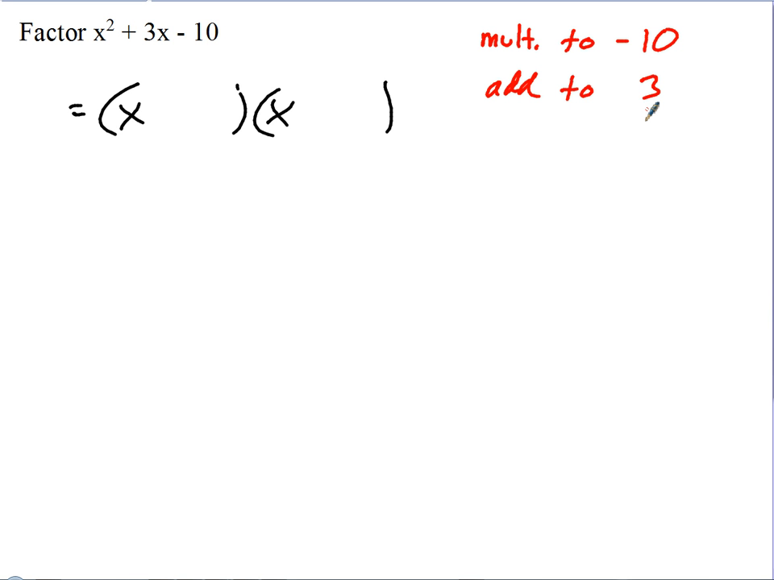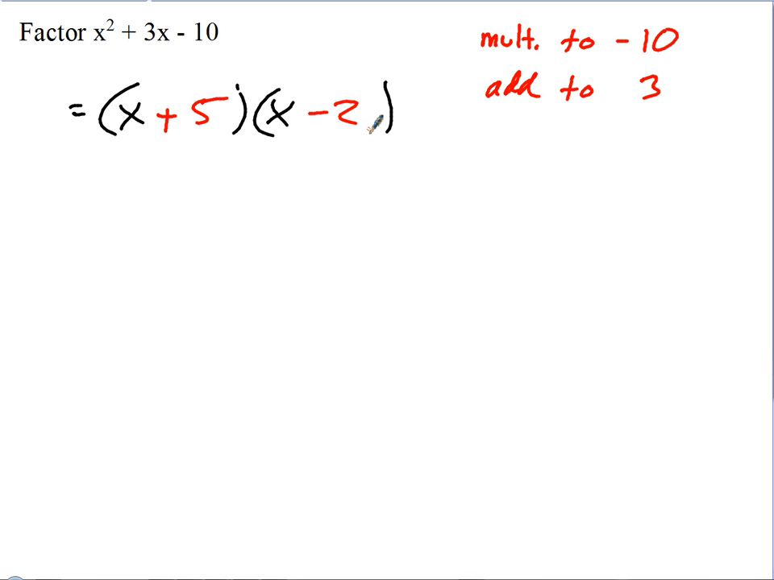Nice guess. Hold it. No, that's not quite right. Positive 5, negative 2. Yeah, excellent. We got them backwards. Positive 5 and negative 2, right? And that's it. We're done. That one's factored. Those kind are easy, right?